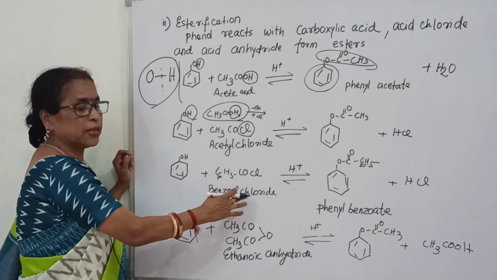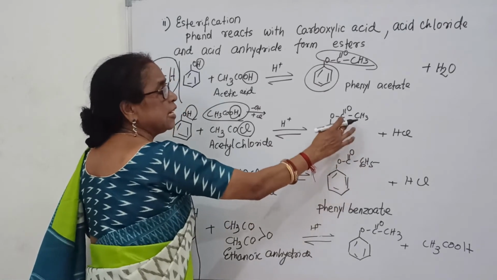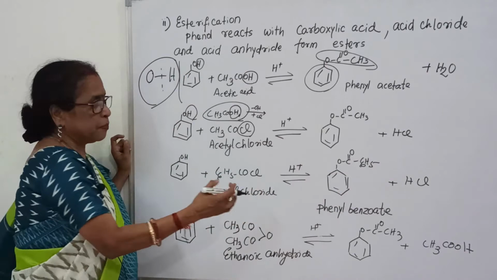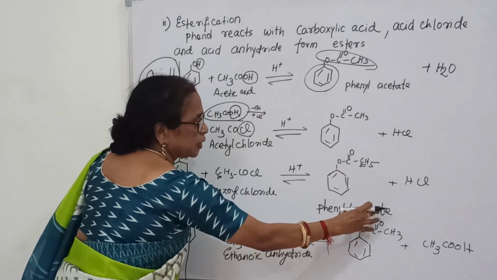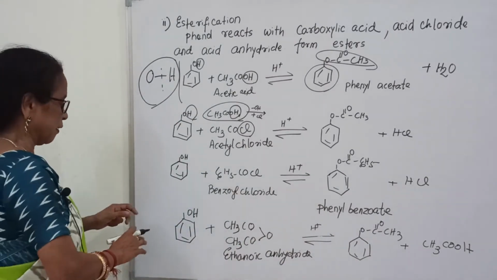Phenol, when it reacts with benzoyl chloride, gives OCOC6H5. Instead of CH3, it is C6H5. Then what is the name? Phenyl benzoate. Then hydrochloric acid is the byproduct.